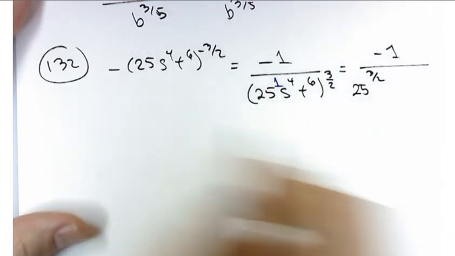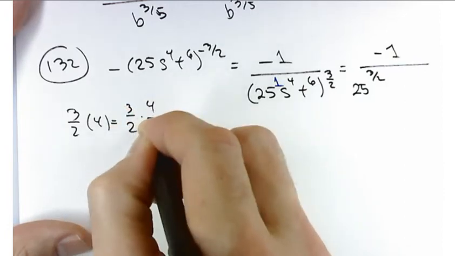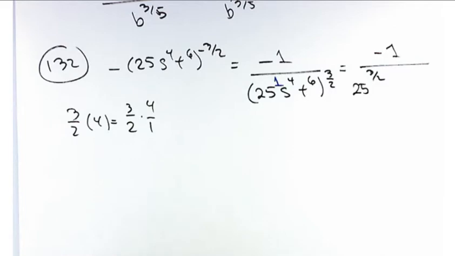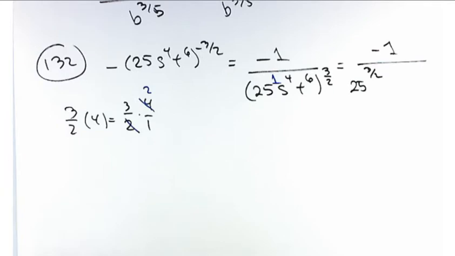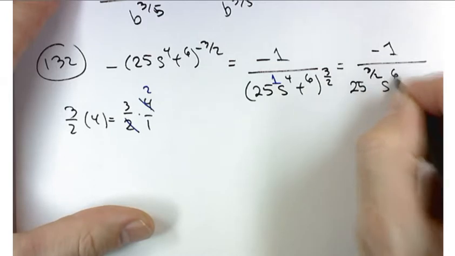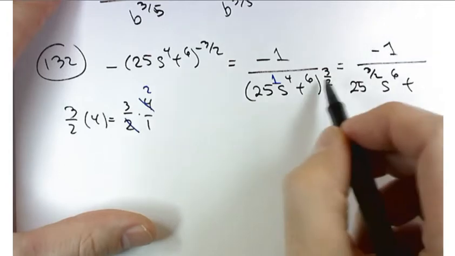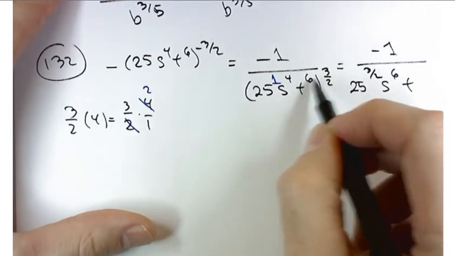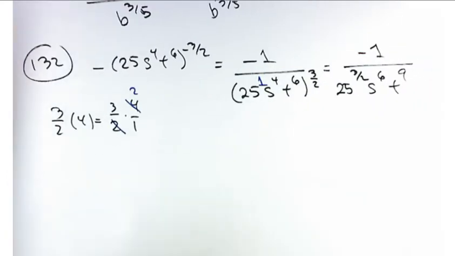What's 3/2 times 4? Good. You can think of it this way, 3/2 times 4. The 2's cancel, 3 times 2 is 6. So I get 25 to the 3/2, s to the 6th. How about t? What power of t will I have? 9. 2 cancels into 6 3 times. 3 times 3 is 9. So we got 25 to the 3 halves power, s to the 6th, t to the 9th.